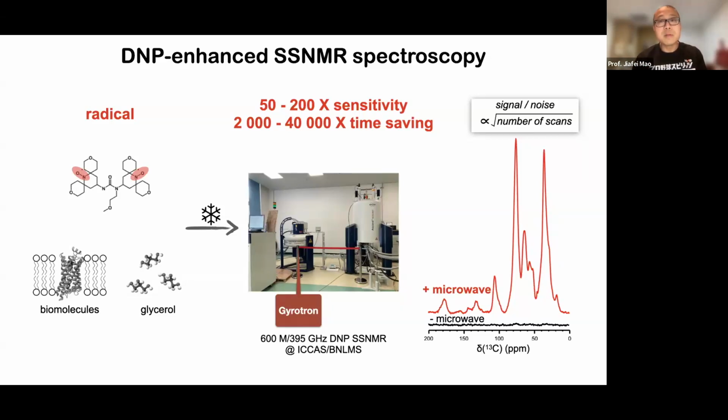I would say this is a complicated instrument, but with this setup, you often can get tens to hundreds fold of sensitivity enhancement. That means thousands to tens of thousands time saving. In some cases, without this kind of a boost of sensitivity, you won't be able to see anything. And on the right side, I've just visualized one example that by adding radical and microwave, suddenly we have really enough sensitivity so we can start to dive into more complex spectroscopy.